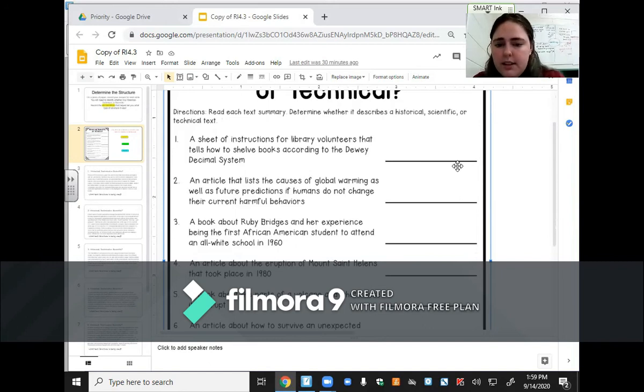It says an article that lists the causes of global warming as well as future predictions if humans do not change their current behaviors. So let's think about that. Is it telling us instructions or how to do something? Not really. Is it talking about something scientific, a scientific concept? Maybe. Is it talking about something that's happened in the past, like a historical event? Not really, right? So it's explaining, it's looking at future predictions. We've heard that word prediction. What will happen in the future. Global warming is a scientific concept.